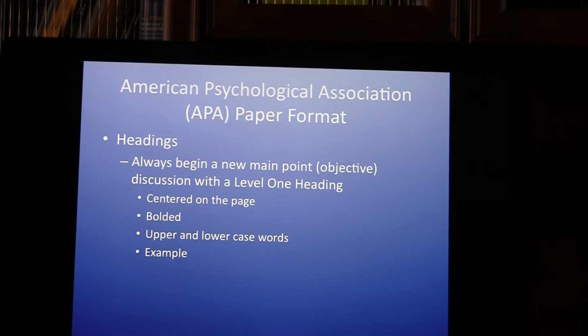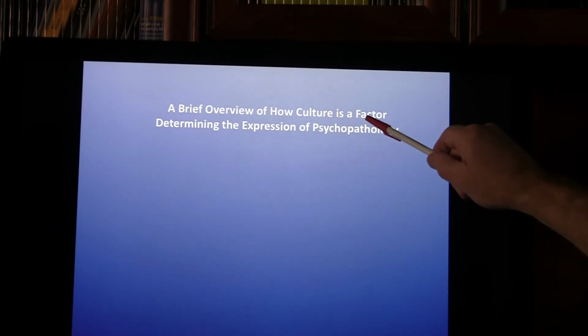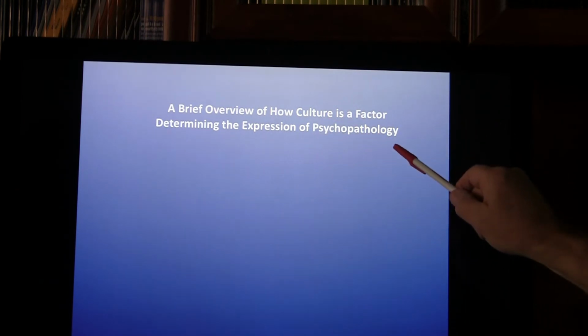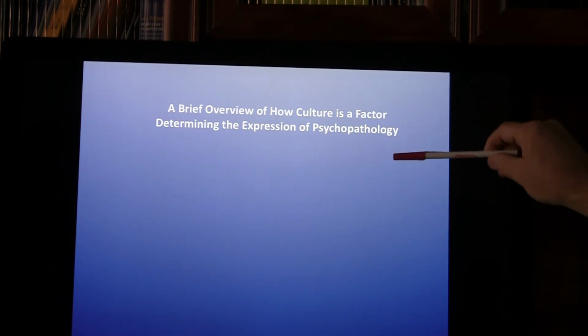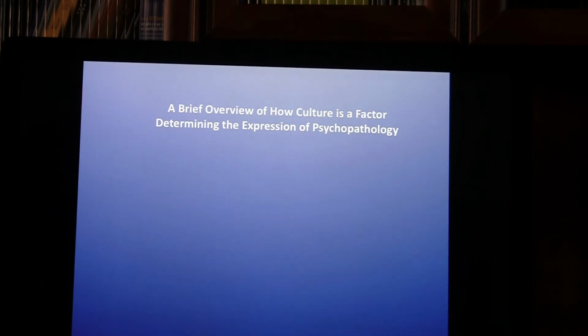Headings. Always begin a new point or an objective discussion with a level 1 heading. Level 1 headings are centered on the page, they're in bold, and they're comprised of upper and lowercase words. Here's an example. This is a heading from your very first paper, actually, and it says, a brief overview of how culture is a factor determining the expression of psychopathology. Notice that the whole thing is centered on the page, there's no period, and it's a mixture of uppercase and lowercase words, and it is in bold.